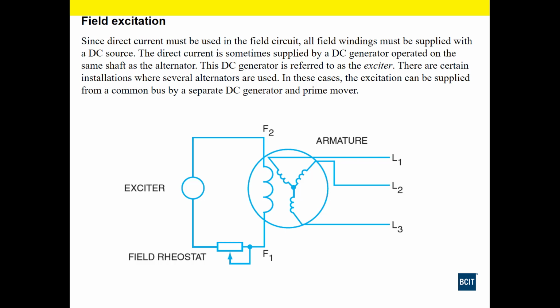Okay, as we saw on the previous slide, we need a fixed north and south pole rotating in the center of our three-phase alternator. To get these fixed poles, we have to supply the field with a DC source. Now, there are different methods of supplying the DC. We're going to have a look at a few of them.